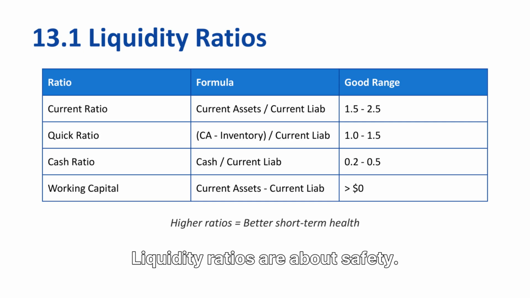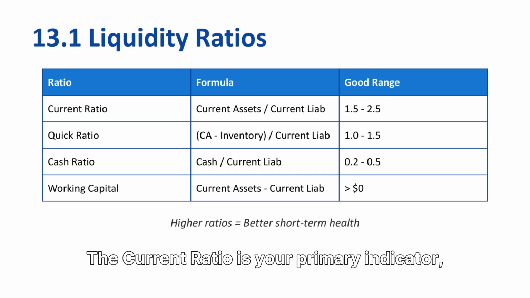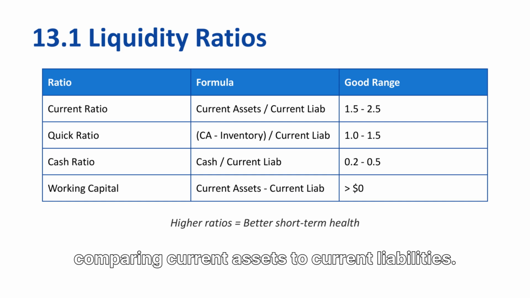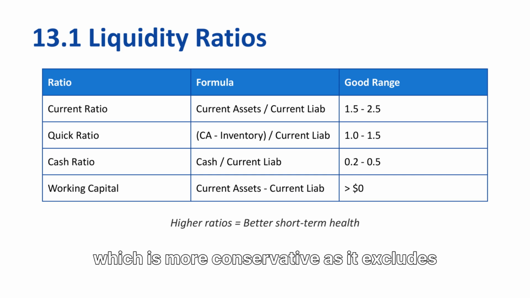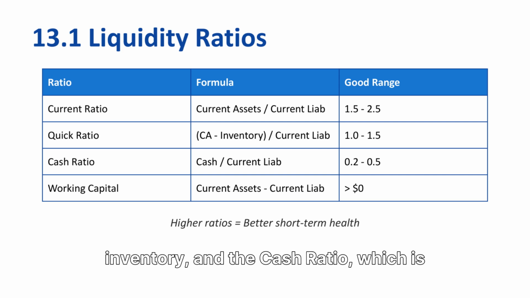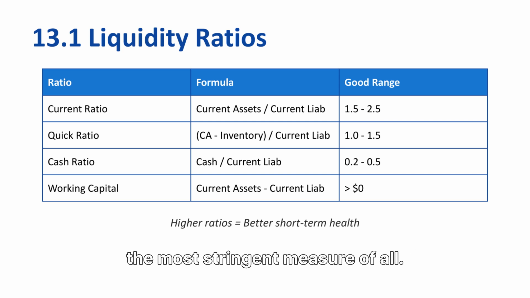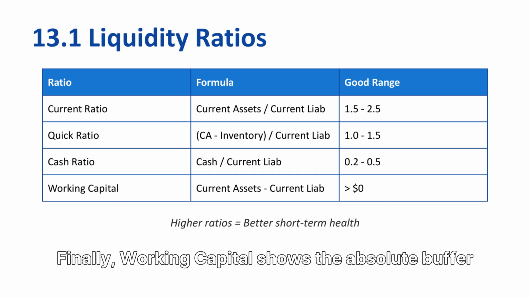Liquidity ratios are about safety. The current ratio is your primary indicator, comparing current assets to current liabilities. We also look at the quick ratio, which is more conservative as it excludes inventory, and the cash ratio, which is the most stringent measure of all. Finally, working capital shows the absolute buffer in dollars.